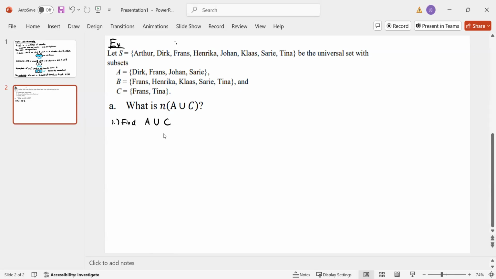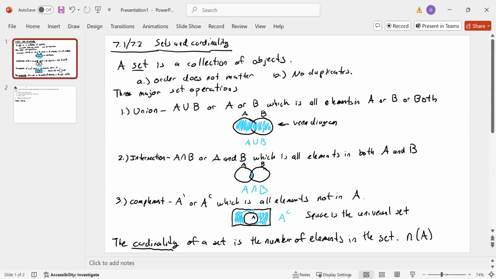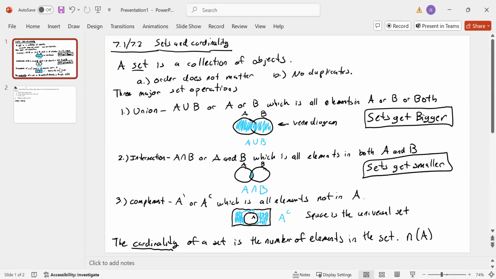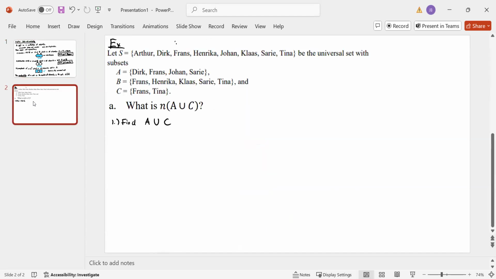So remember, union means or, okay? And let's write this over here. If you're doing a union, sets get bigger. Sets get bigger. And then for intersection, sets get smaller. Like that. And then for complement, there is no rhyme or reason. It could be one or the other. So A union C. I like to stack up my sets, so we write the names down.